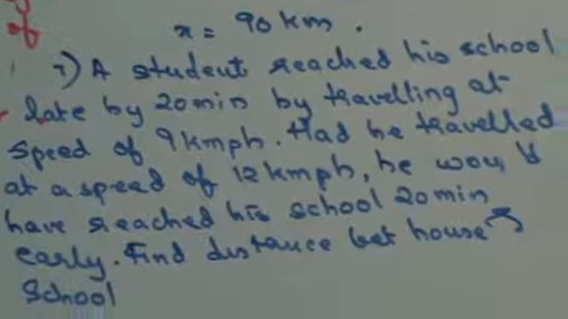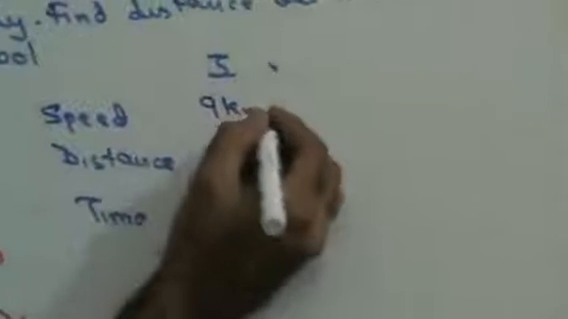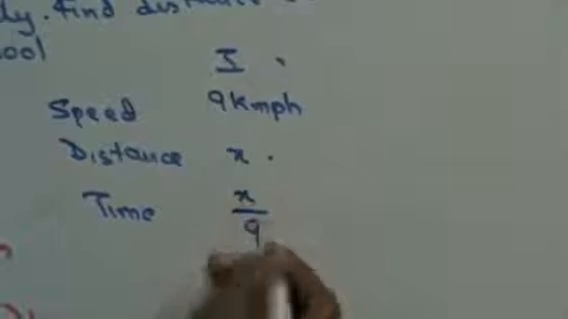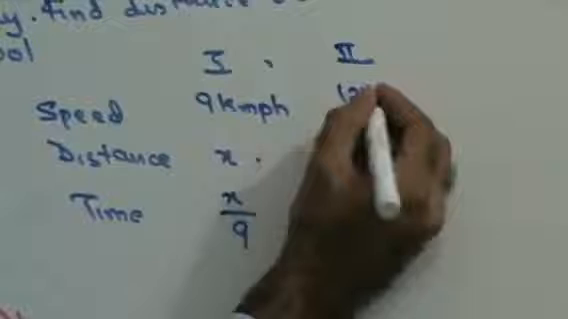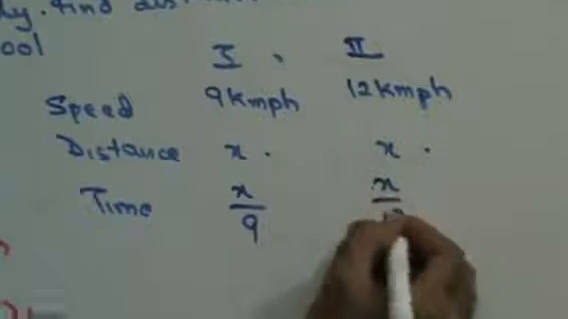Here, let's see this. Speed, distance, time. Case 1. When he is traveling at 9 kilometers per hour, let's assume that the distance between the house and the school is x. Then the time taken by him is going to be nothing but distance upon speed. Right? Case 2, when he is traveling at 12 kilometers per hour, he would still be covering the same distance. The distance between house and school will not change, in which case time will be x by 12.